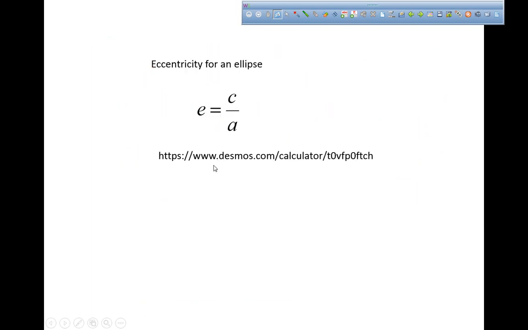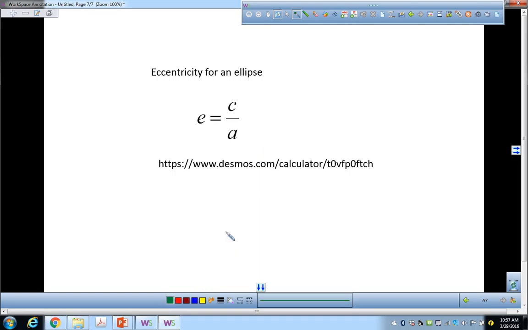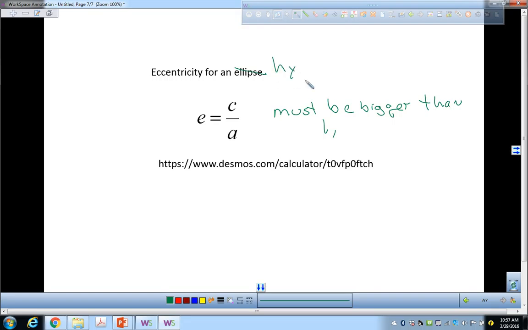All right. Last thing. Eccentricity for an ellipse, c over a. I already talked about that. So in this case, it must be bigger than 1, okay? And this is for this. Oh, that should say hyperbola. That's a typo. Hyperbola, okay?